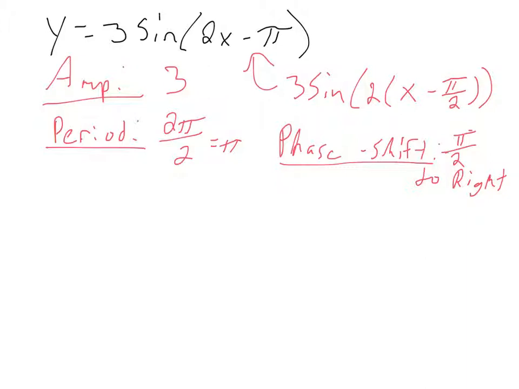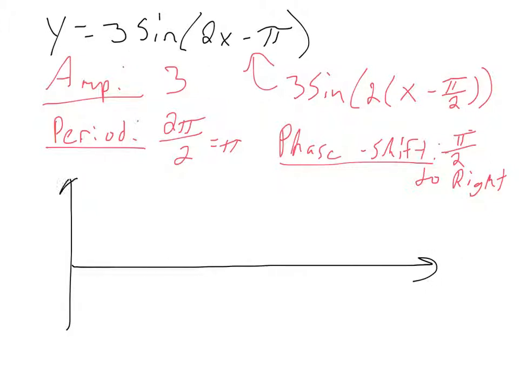Okay, so let's go ahead and do that. The amplitude is 3, and there's no vertical shift, right? So it'll have a maximum of 3 and a minimum of negative 3. The period is going to be pi, so it's going to have a full cycle of pi. Now, if the phase shift is to the right by pi over 2, where should we start our cycle? At pi over 2. Yeah, let's get it started at pi over 2.